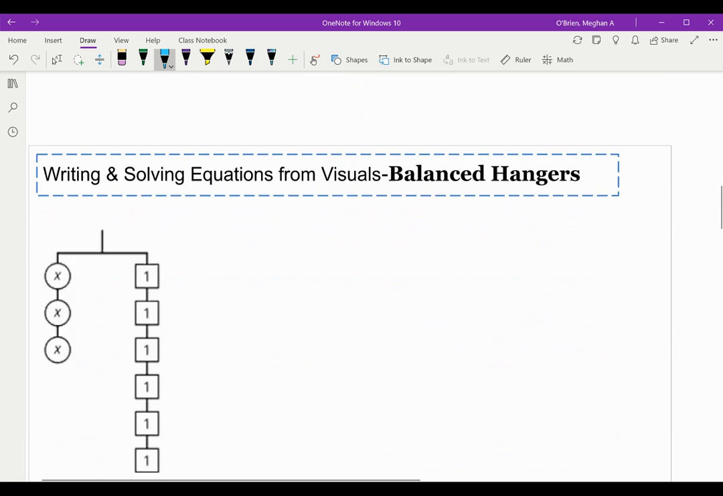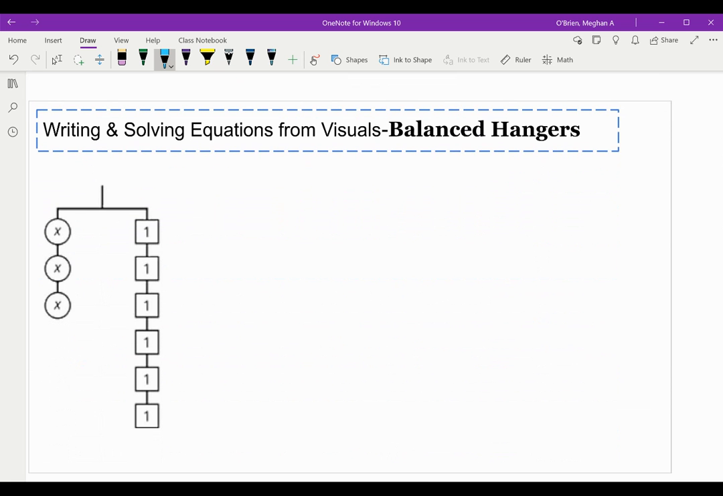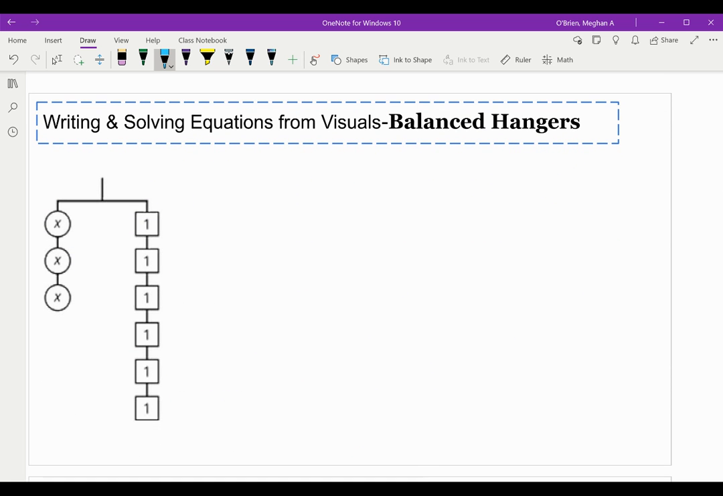All right. So, writing and solving equations from visuals. Mathematics is so visual. And when we're solving equations, it's helpful to think of a balanced hanger as an equation. Both sides of the hanger are equal weights. So if I look at this hanger and I'm trying to make sense of it, I'm thinking to myself, what's on the left side, what's on the right side, and know that they are equivalent to each other.